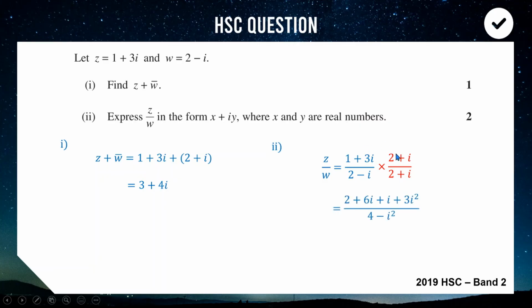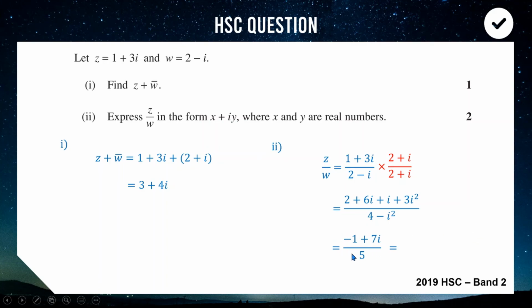On the top, our binomial expansion gives us 2 plus 6i, and then we get i plus 3i squared. And on the bottom, we have 2 squared is 4, take away i squared. All right, once again, whenever you see an i squared, you're going to substitute minus 1. So on the bottom, we're going to get 5. And on the top, we'll get 2 minus 3 is minus 1, 6i plus i is 7i. And there we end up with our complex number.